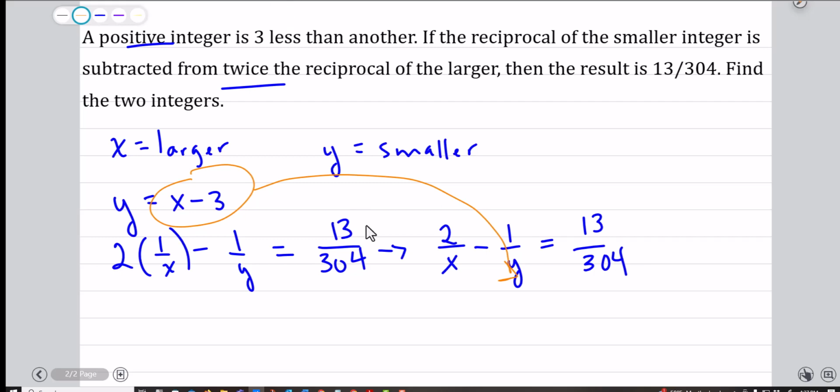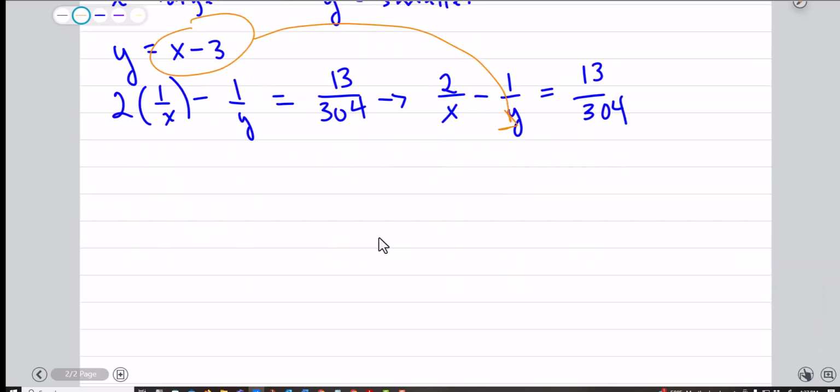So from here what we want to do is replace y with x minus 3. Let me scroll down a little bit here. I'm going to have 2 over x minus 1 over, and I'm putting x minus 3, equals 13 over 304.